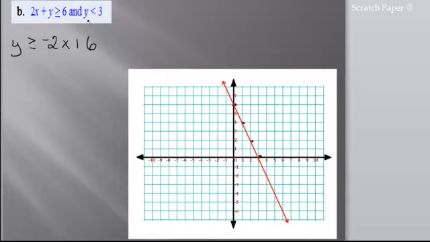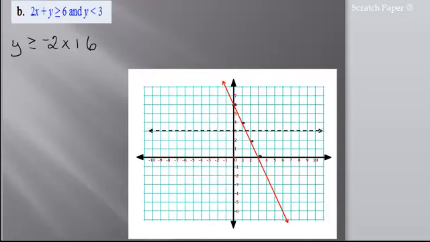The second part says y is less than 3. Well, that just means we go to the line y equals 3 and we shade everything below it. So let's get that line drawn. So this black line represents the line y equals 3. It's dashed because there's no equal to sign here. y is less than 3 represents everything in this area, everything below that line.